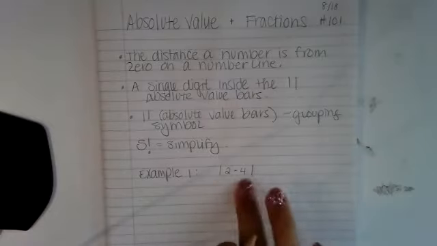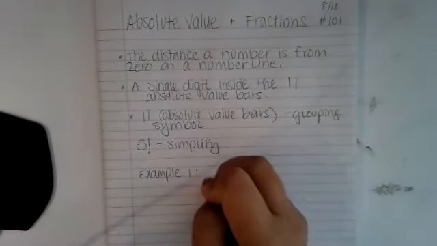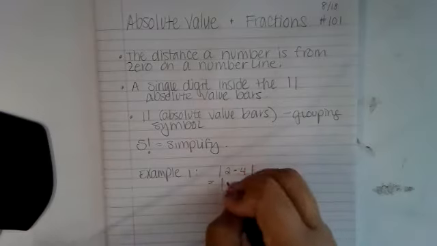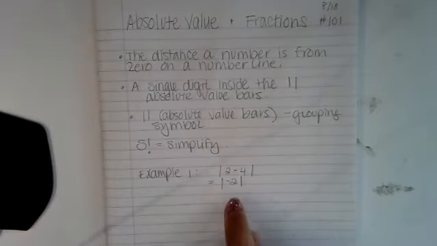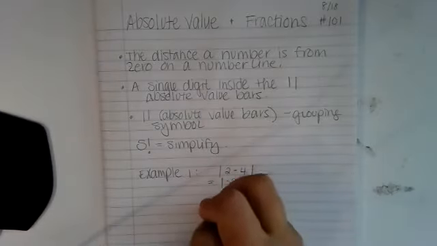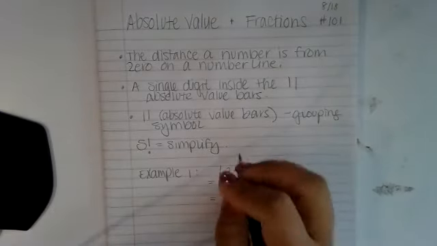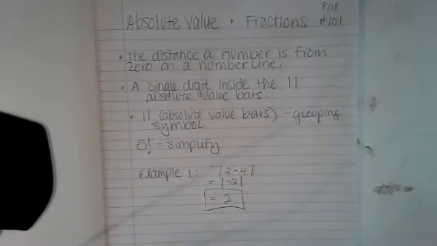So the first thing I'm going to do is simplify what is inside my absolute value bars. So I should have an equals, and 2 minus 4 is going to equal negative 2. I have one digit now inside my absolute value bars, which means that I can simplify again. So the absolute value of negative 2 would be a positive 2 because it's 2 away from 0 on a number line. Box it, I am done.